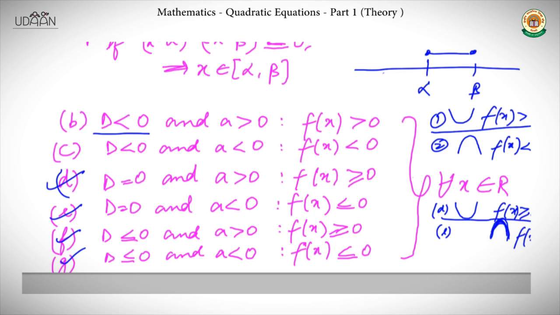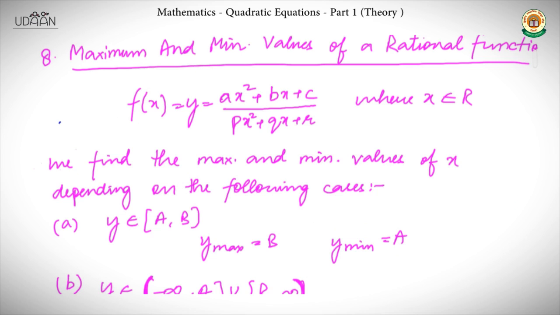Similarly, we can see the F and G cases, that if D is less than or equal to 0 and a is greater than 0, then we say that f of x is greater than or equal to 0, and if D is less than or equal to 0 and a is less than 0, we say that f of x is less than or equal to 0. Next we come to a topic, the maximum and the minimum values of a rational function.